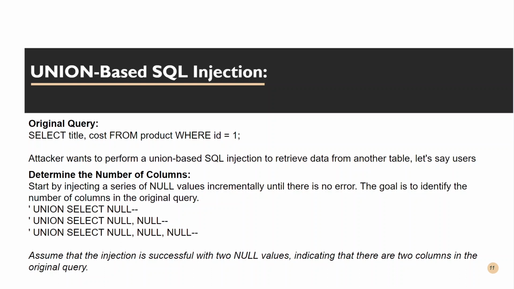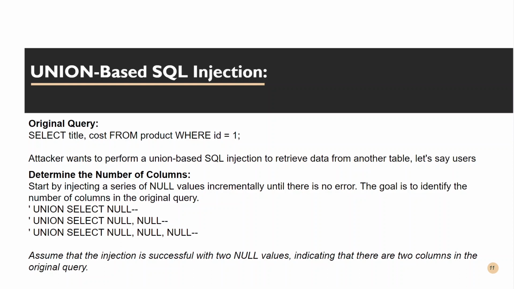So we are going to start by injecting a series of null values incrementally until there is no error. The goal is to identify the number of columns in the original query. In order to figure this out, we're going to select the first one, which is UNION SELECT NULL. We try this. If the application generates an error, we try the next payload, which is UNION SELECT NULL, NULL. Then we comment out the other part of the query. Then we try the third one until there is no error. Once there is no error, we know that we have actually found the number of columns.